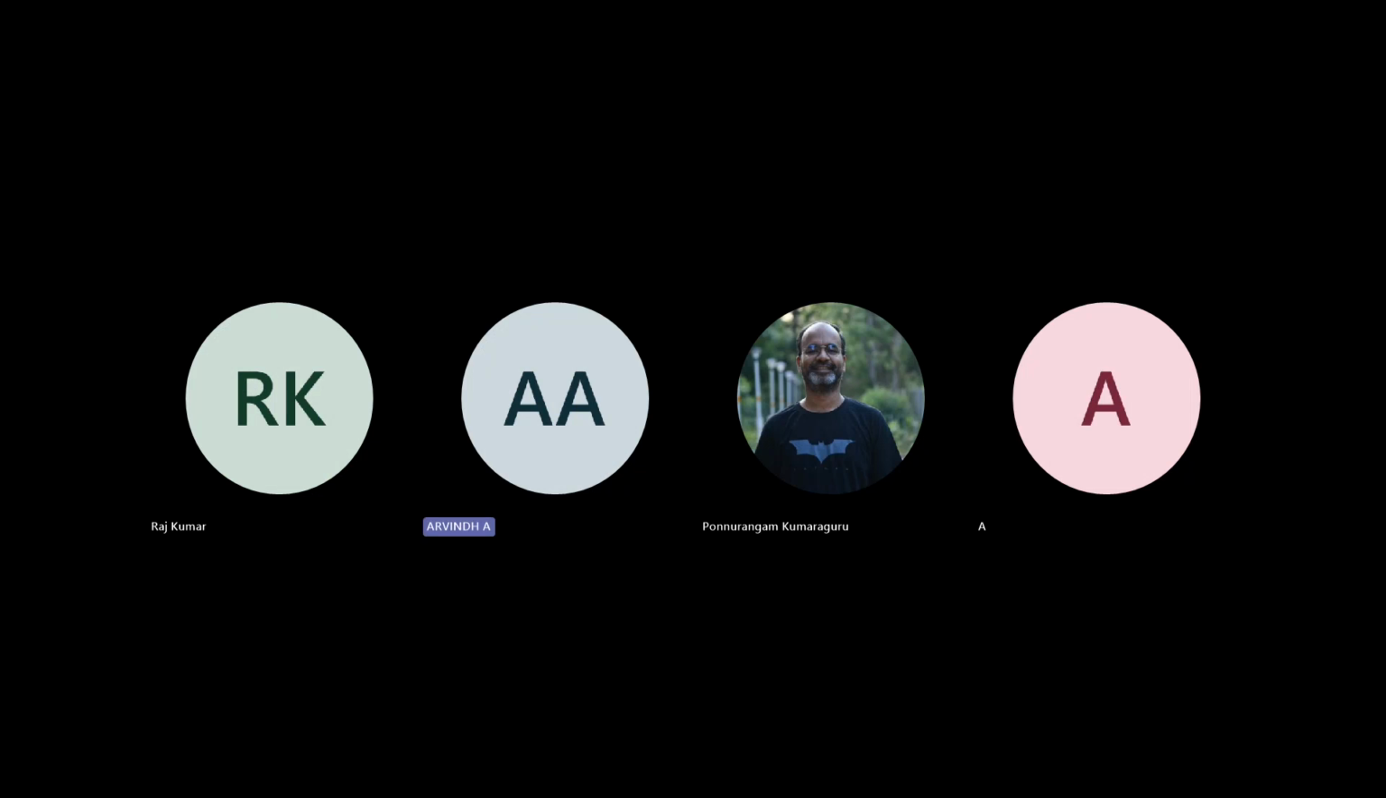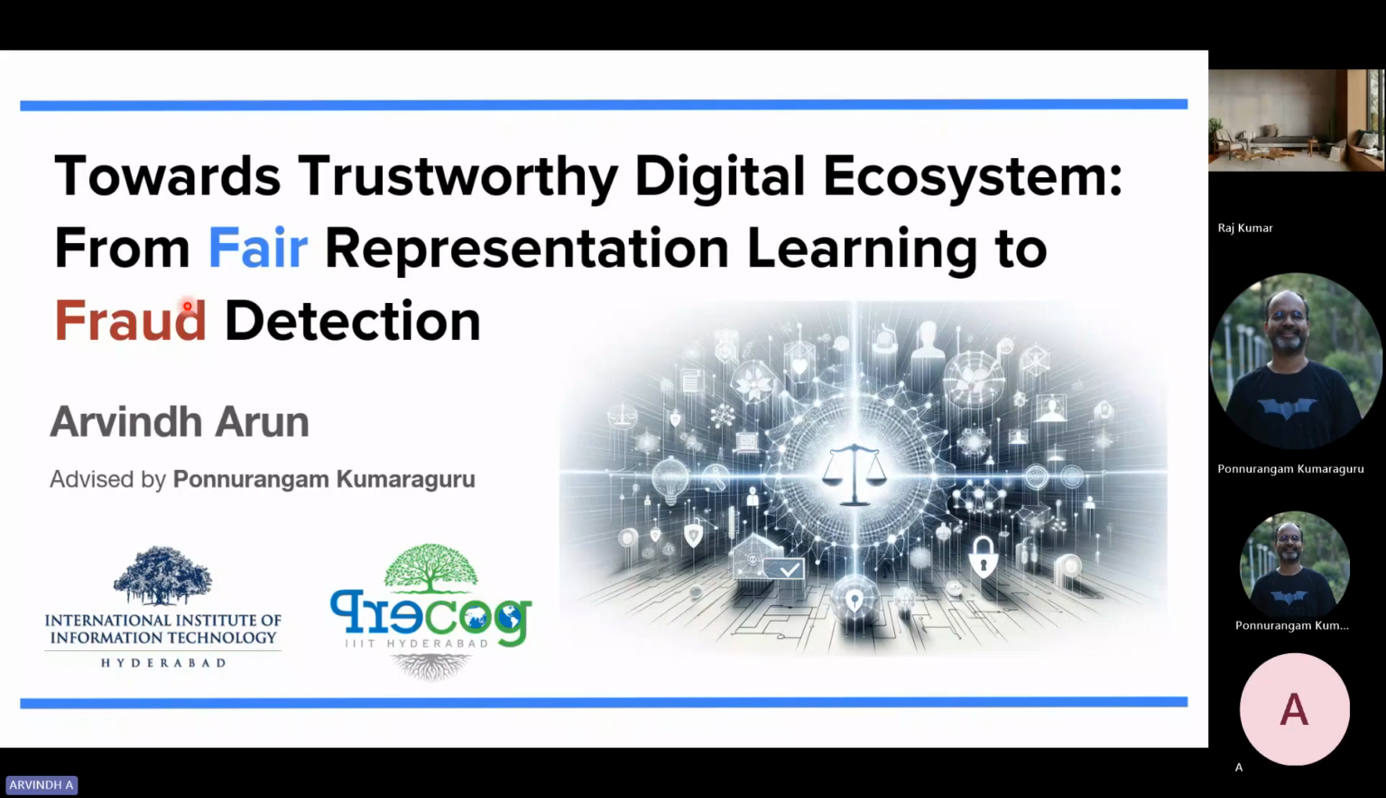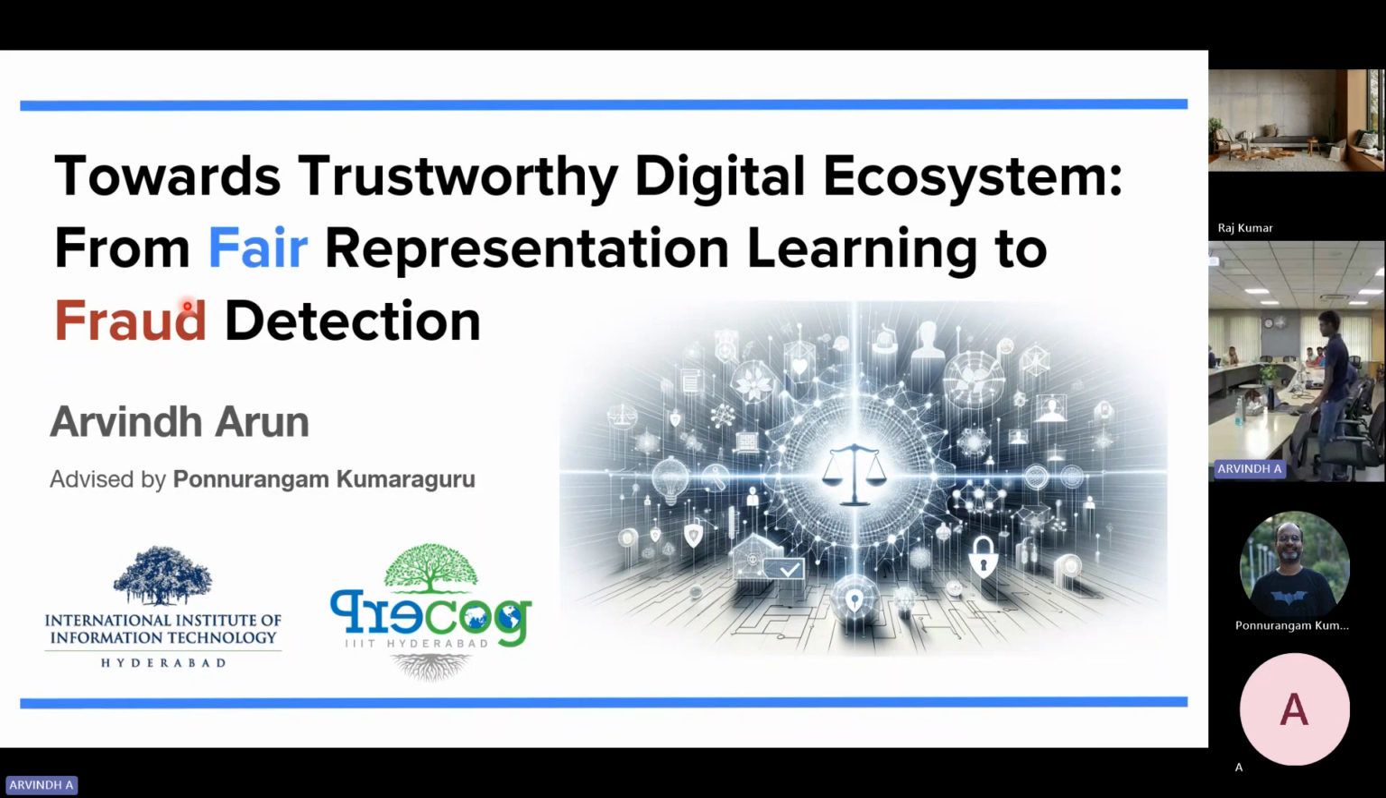My thesis is titled Towards Trustworthy Digital Ecosystem. In this thesis, we have two parts basically. We'll be focusing on the dual aspects of enhancing fairness in algorithmic systems and also detecting fraudulent activities on digital platforms. First, I'll get started with how social networks have revolutionized our community.